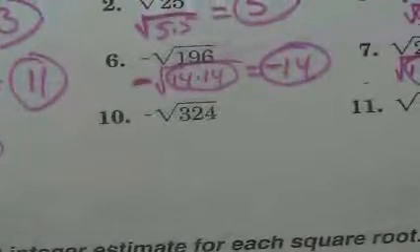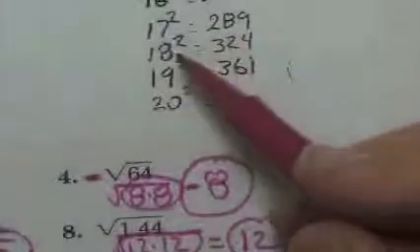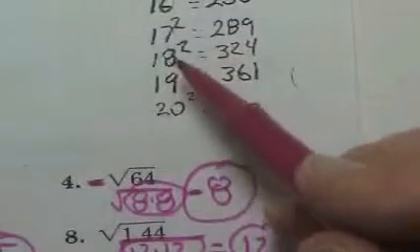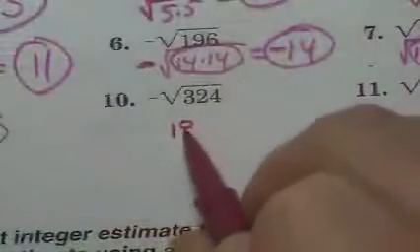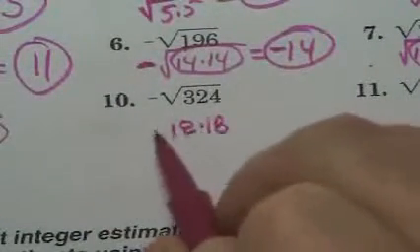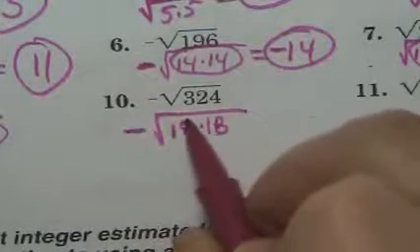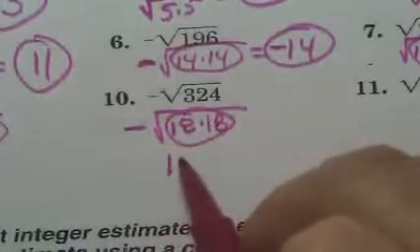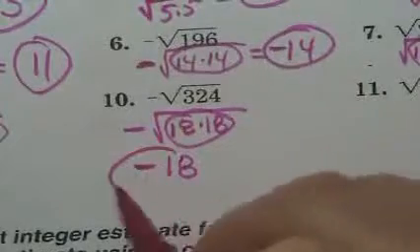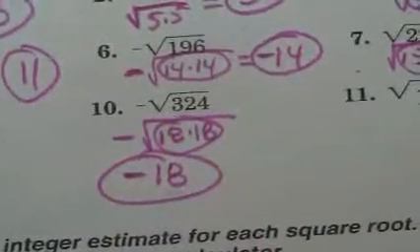Next one, 324. Is that on your list? Yes, it is. 324 is 18 times 18. It's 18 squared. There's a negative on the outside, so the pair jumps out, and it's negative 18.